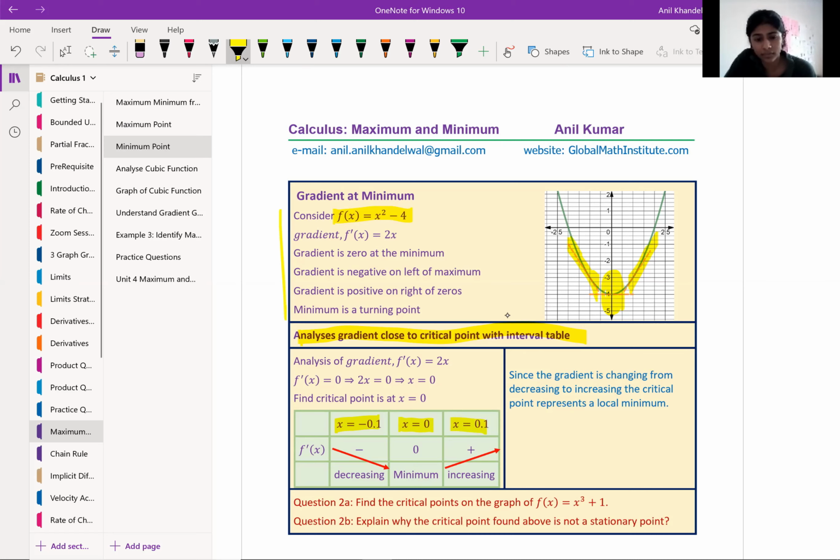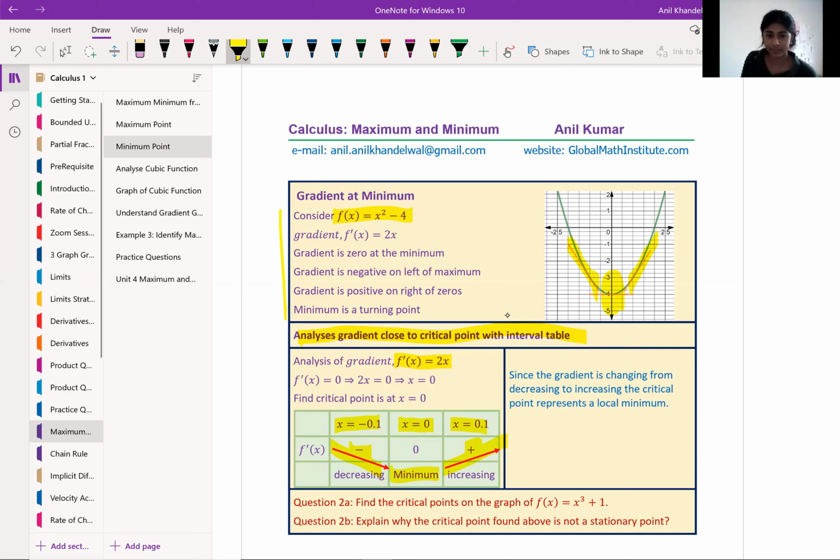And remember, we are not interested in calculating the values. We are only interested in finding whether the gradient f dash x, f prime x, is negative or positive. Perfect. So we got our equation for the gradient, which is f prime x is 2x. When I substitute a negative value, it becomes negative. When I substitute a positive value, it is positive. So what we see from the left side, it is decreasing. On the right side, it is increasing. So it's a minimum at the critical point. Is that clear to you?